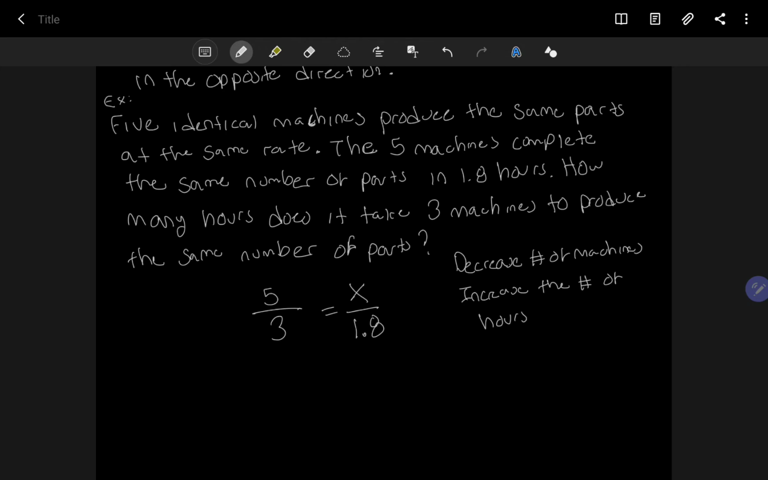So now we work this out. 5 times 1.8 gives us 9. 9 equals 3x. Yep, we divide by 3. And like Andrew just said, it took 3 hours now.